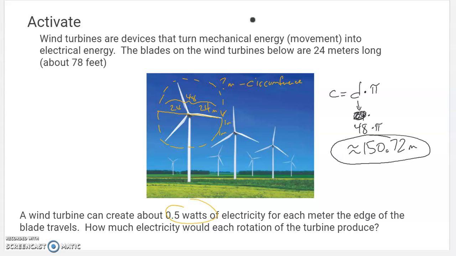I want to know how much electricity it would produce, right? So I'm close now. Now I know it travels that far around. And it says here for each meter it travels, it produces half a watt of electricity. So rather than producing a whole watt per meter, it produces half a watt. So this is how many meters it travels.